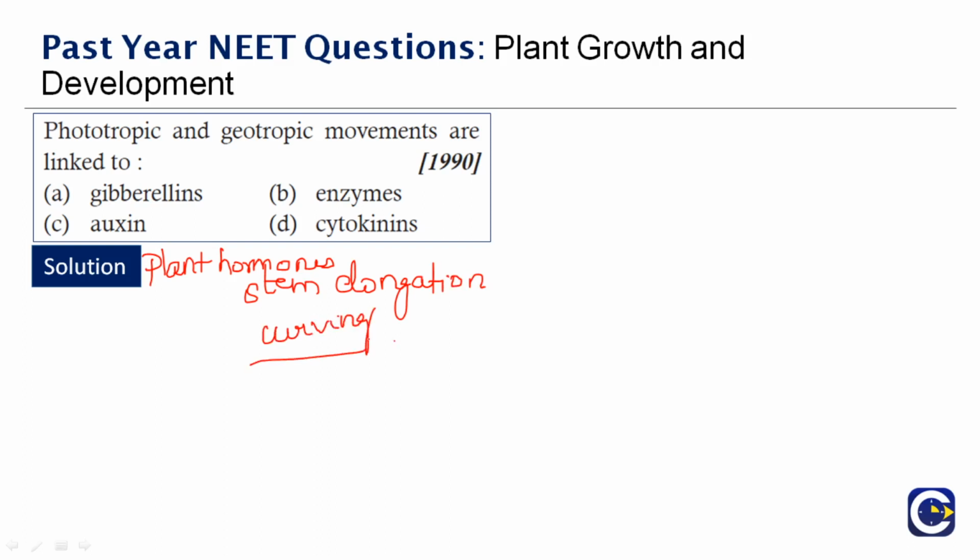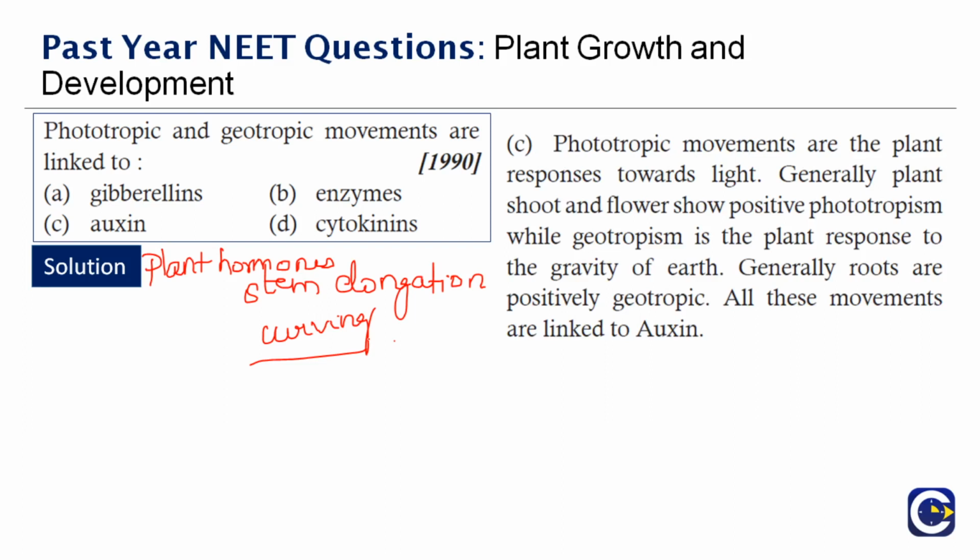Curving of plant, that's shady. It will bend towards a shady area, right? So the main function of the auxin is to help the plants grow. They stimulate the plant cells to elongate, and the apical meristem of the plant is one of the main places where the auxin is produced. So phototropic and geotropic movements are related to auxin. Phototropic movement, photo means light, while geotropism is a plant response to the gravity of the earth. So both are contributed from the auxin side.